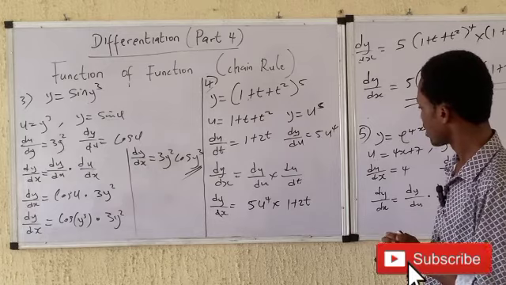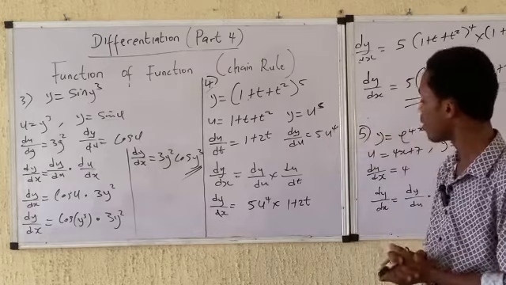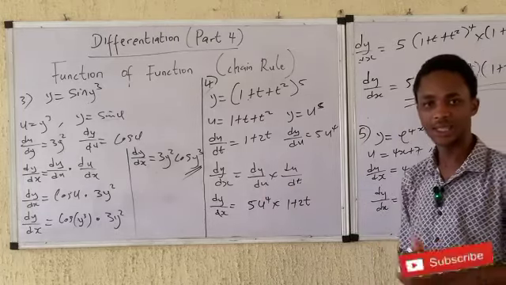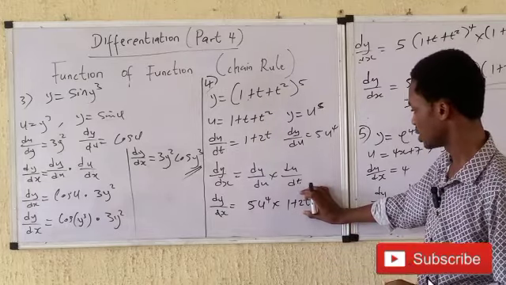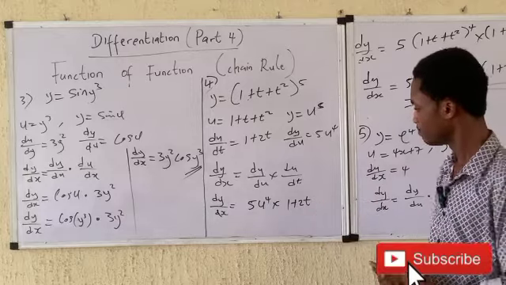Now, as you can see on the board, our dy/du is 5u raised to the power 4. We put it here, times our du/dt. Our du/dt is 1 plus 2t, so we add it with this 1 plus 2t we have here. Now we multiply them together.